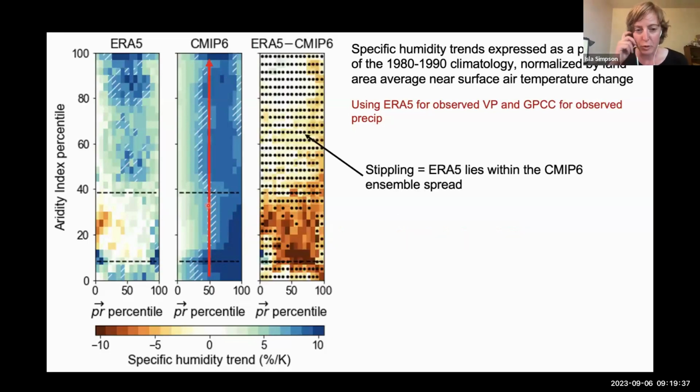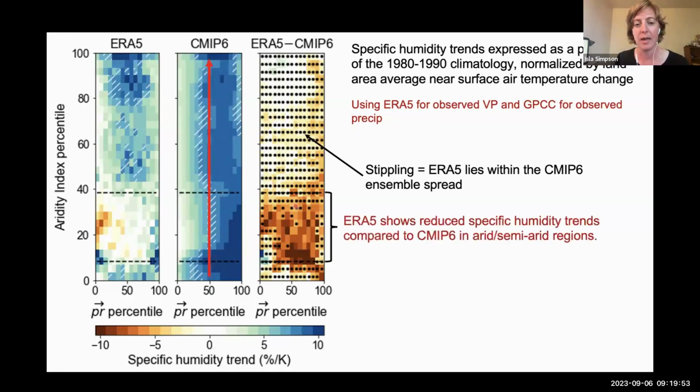This is the difference between them, and now stippling is showing you regions where ERA5 lies within the distribution of the CMIP6 models. So what you see is that where we see this discrepancy is overwhelmingly within these dashed black lines in the arid and semi-arid regions of the world. So ERA5 is showing reduced specific humidity trends compared to the models in arid and semi-arid regions, regardless of what precipitation has been doing.